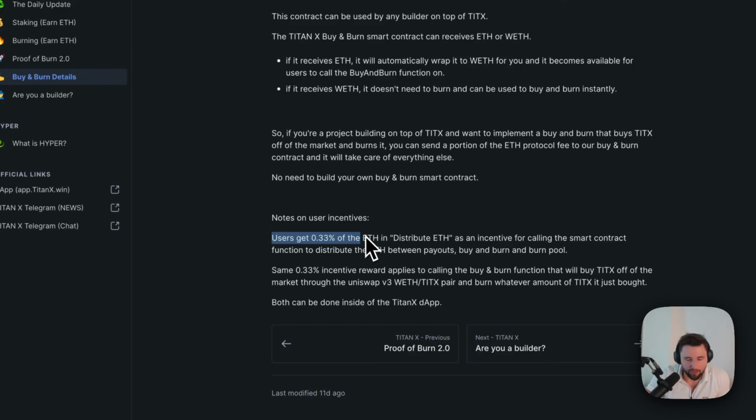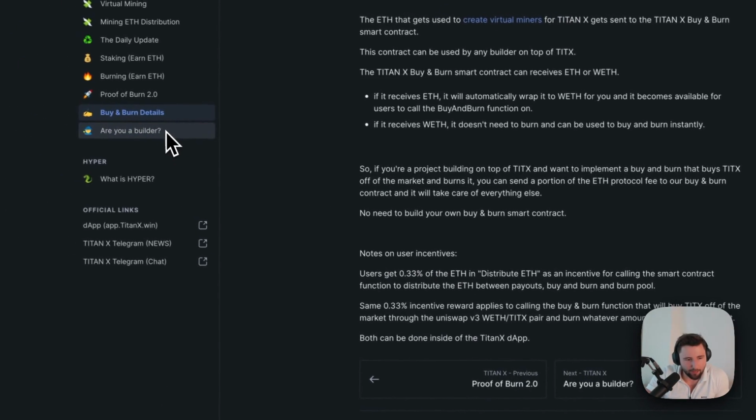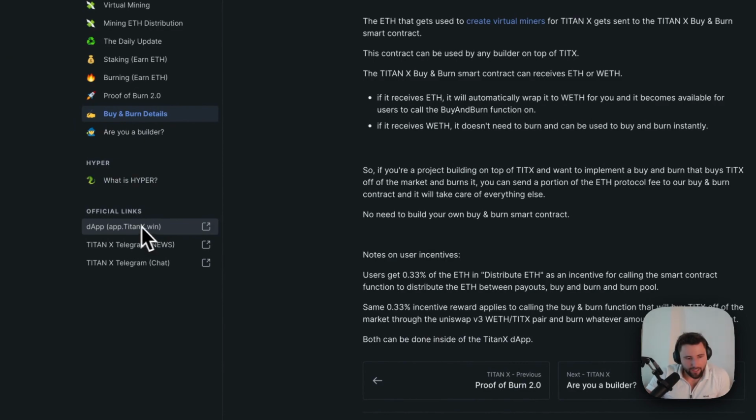And there'll be a page on the actual dApp, and both can be done inside of the Titanx dApp. Now, this is the core information. I would highly recommend everybody still read the white paper, but this is core information. And here are the official links, right? So you have the dApp, and the Titanx Telegram news. I highly, highly recommend joining that one. It's high signal to noise because there's nobody chatting. It's just announcements. And then you have the Titanx Telegram, and this is the actual chat. So you can click on these links, go everywhere, join the Telegrams. And that's it. This is Titanx.